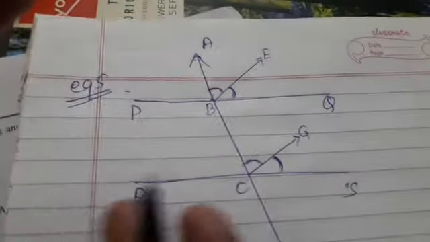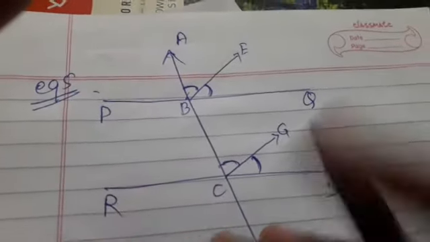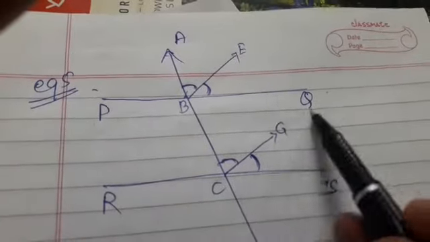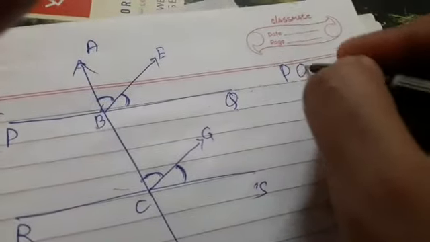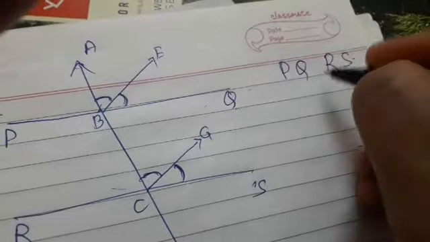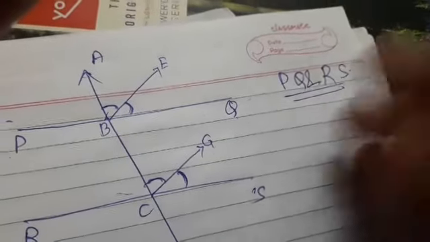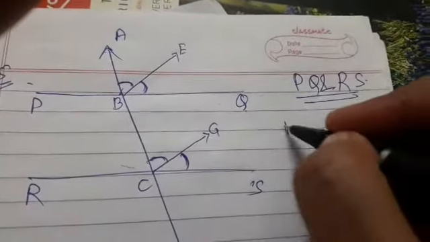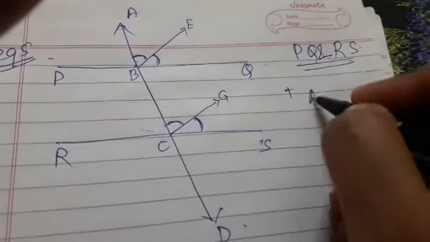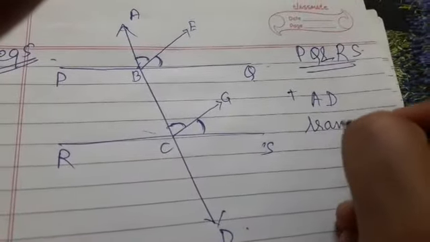Right? Now, we take up example number 5. Example 4 is also given, it is easy, but let us take this one. Now it is saying that PQ and RS are the two lines given, in which AD is a transversal.